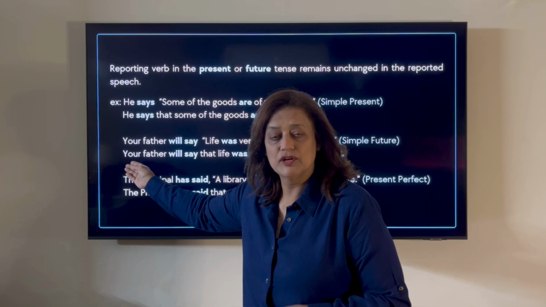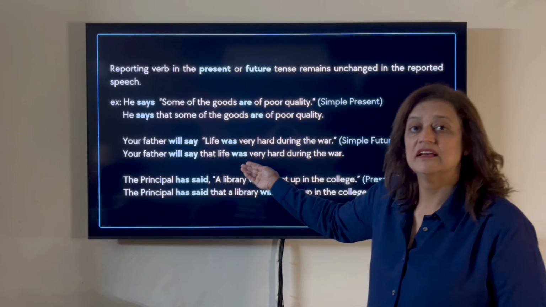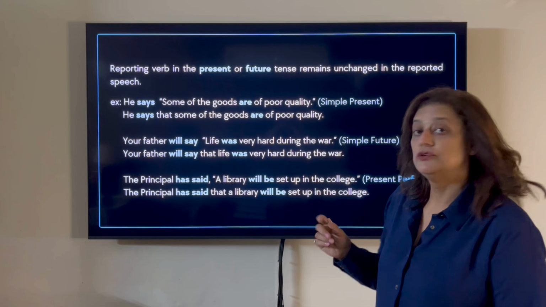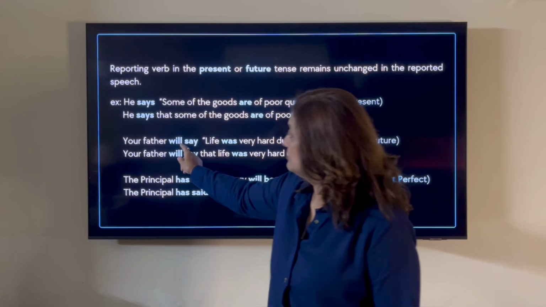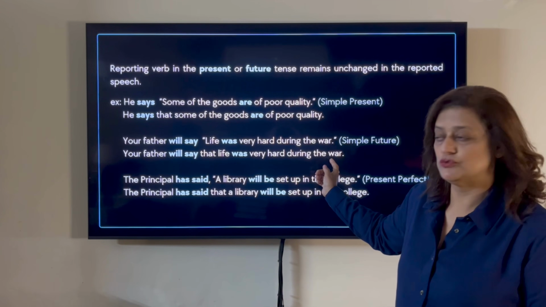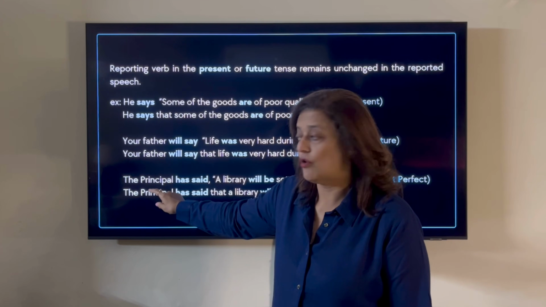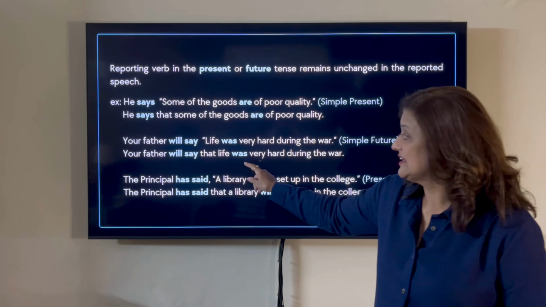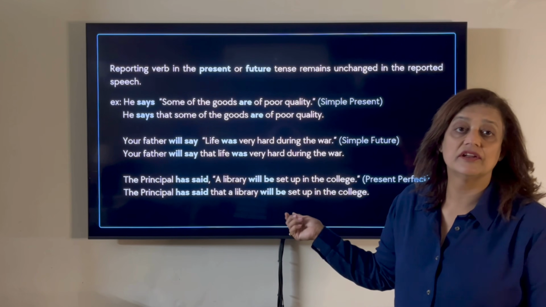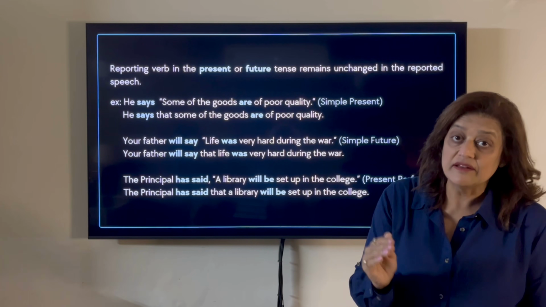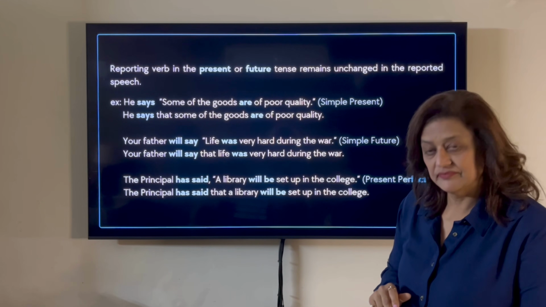Another example: your father will say, "Life was very hard during the war." Now here, will say is in simple future. So in indirect form, your father will say that life was very hard during the war. It will remain the same.